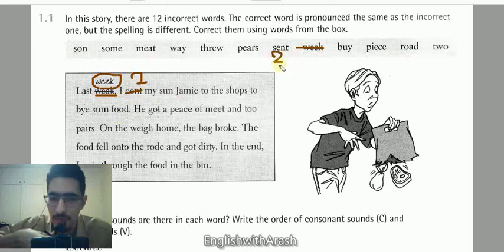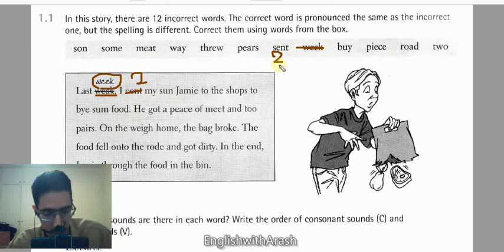Sent. Good. Hi Layla, welcome. Jafar says buy. I sent my son Jamie to the shops to buy. Exactly. This is the third mistake. Buy. Buy is here. And let's move on. Rayhana says sent. Good.